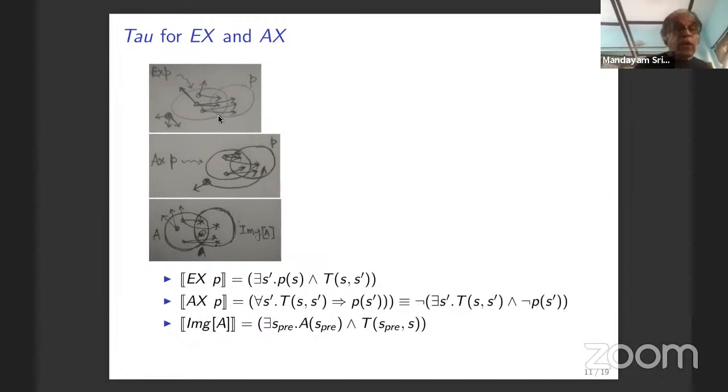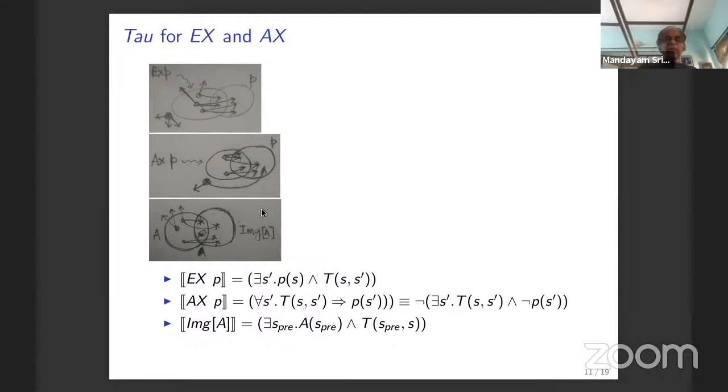And look at this. If you're given a predicate, what EX denotes is the set of all states from which in one step there exists a successor that gets you into a state that satisfies P. That's why I call it a pre-image. So the difference is in which variable you quantify out.